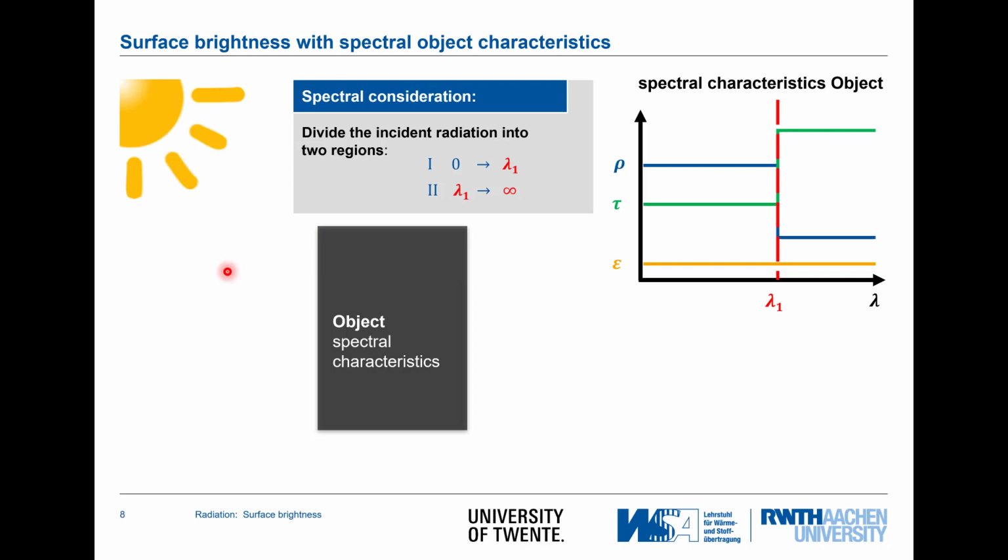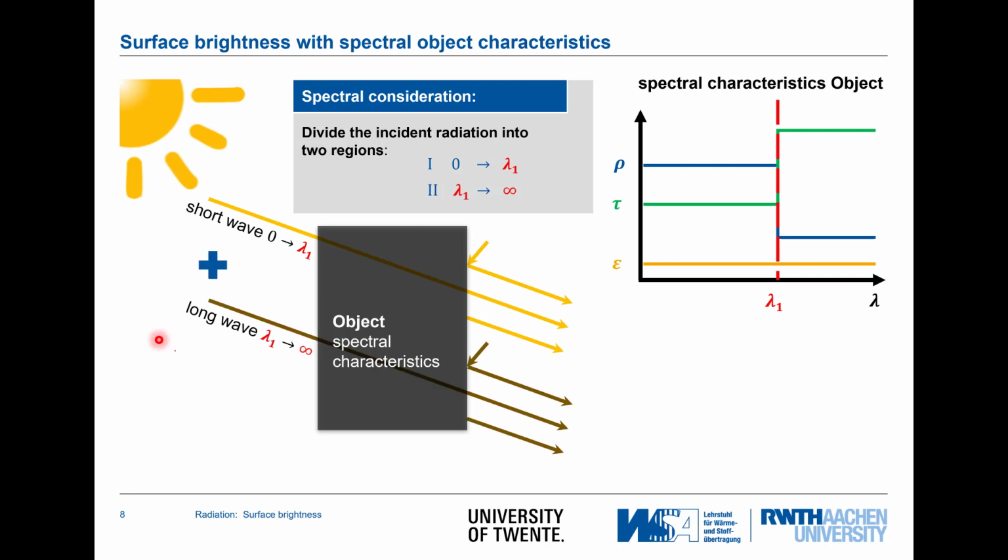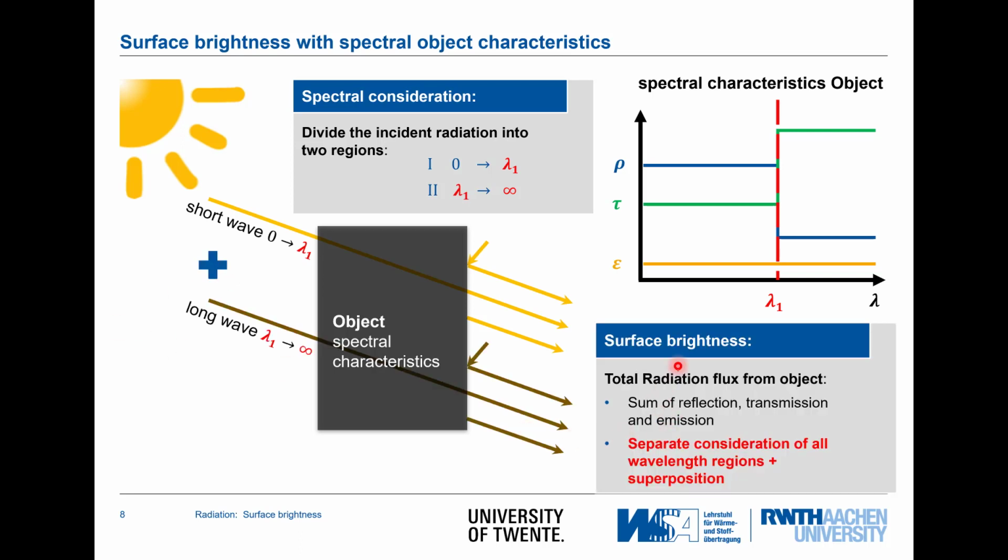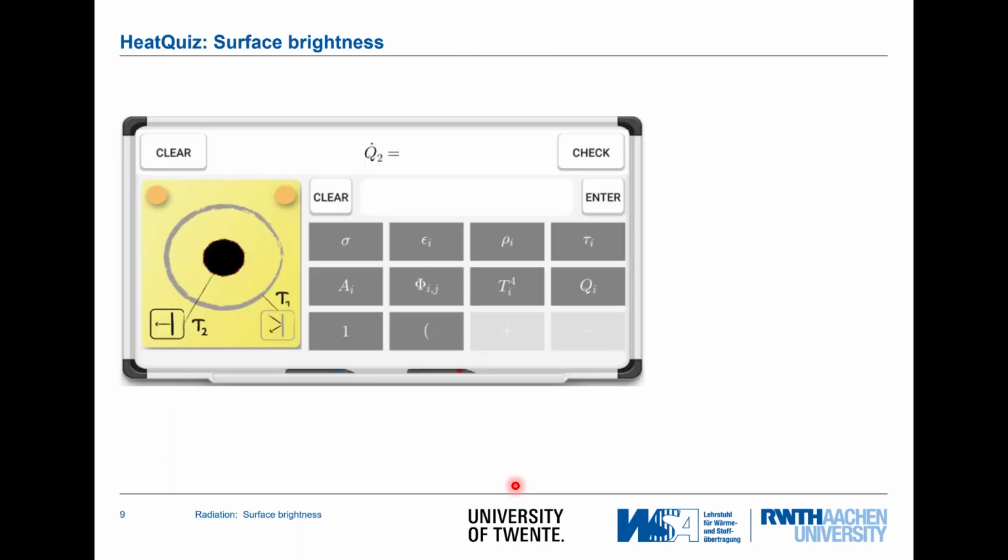And how do we now calculate the surface brightness? Well, we take everything into account, and we will do a separate consideration of the two wavelength regions and then do a superposition afterwards. So in each region we would take all the contributions into account, and for the surface brightness of the object at the end we would superpose all of that. Now let's do some examples.